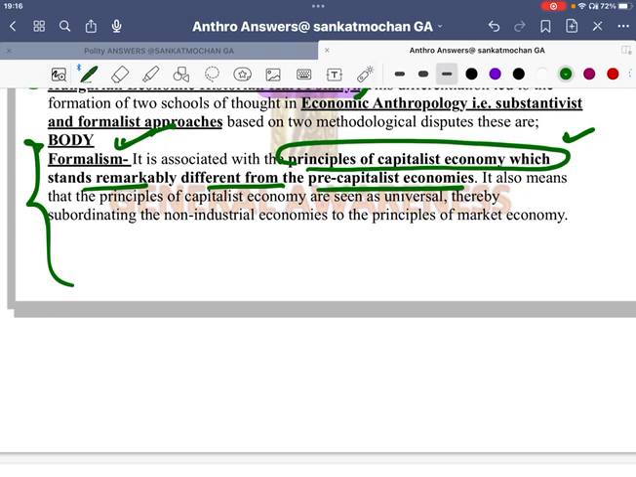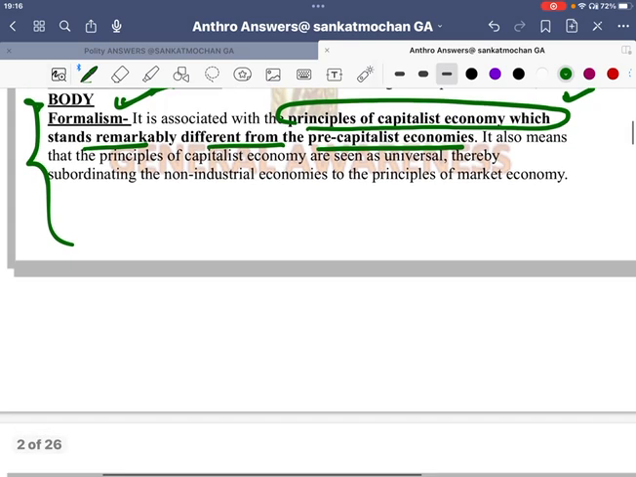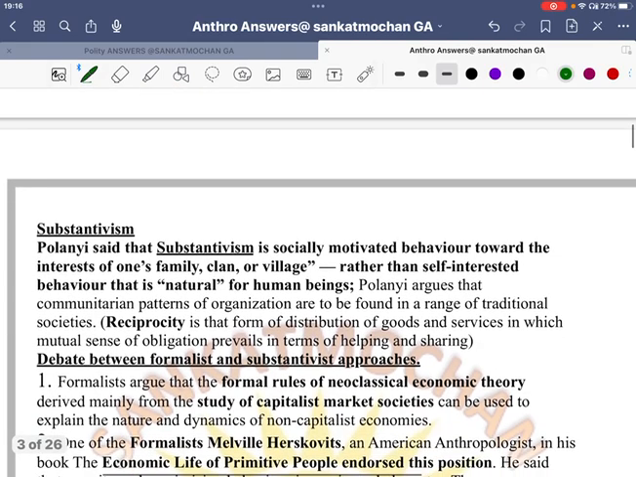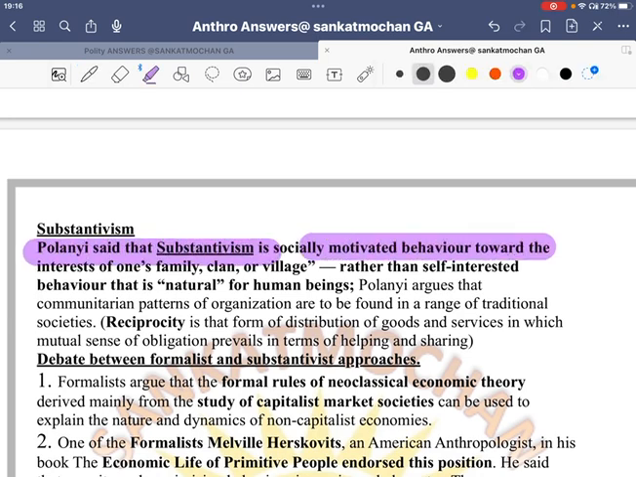This can also be related to the paper too, where M.N. Srinivas has very well defined what Sanskritization, Westernization and so-called globalization are. And there you can see how from a pre-capitalist or rural economy we have grown to an urban economy. Now let's start the second part. See, it also means that the principles of the capitalist economy are seen as universal, thereby subordinating non-industrial economy. Fine. Now, what did substantivism say? What did Polanyi say? We have to look into it. Polanyi said that substantivism is socially motivated behavior towards the interest of one family, clan, village, rather than self-interest behavior that is natural to human beings.